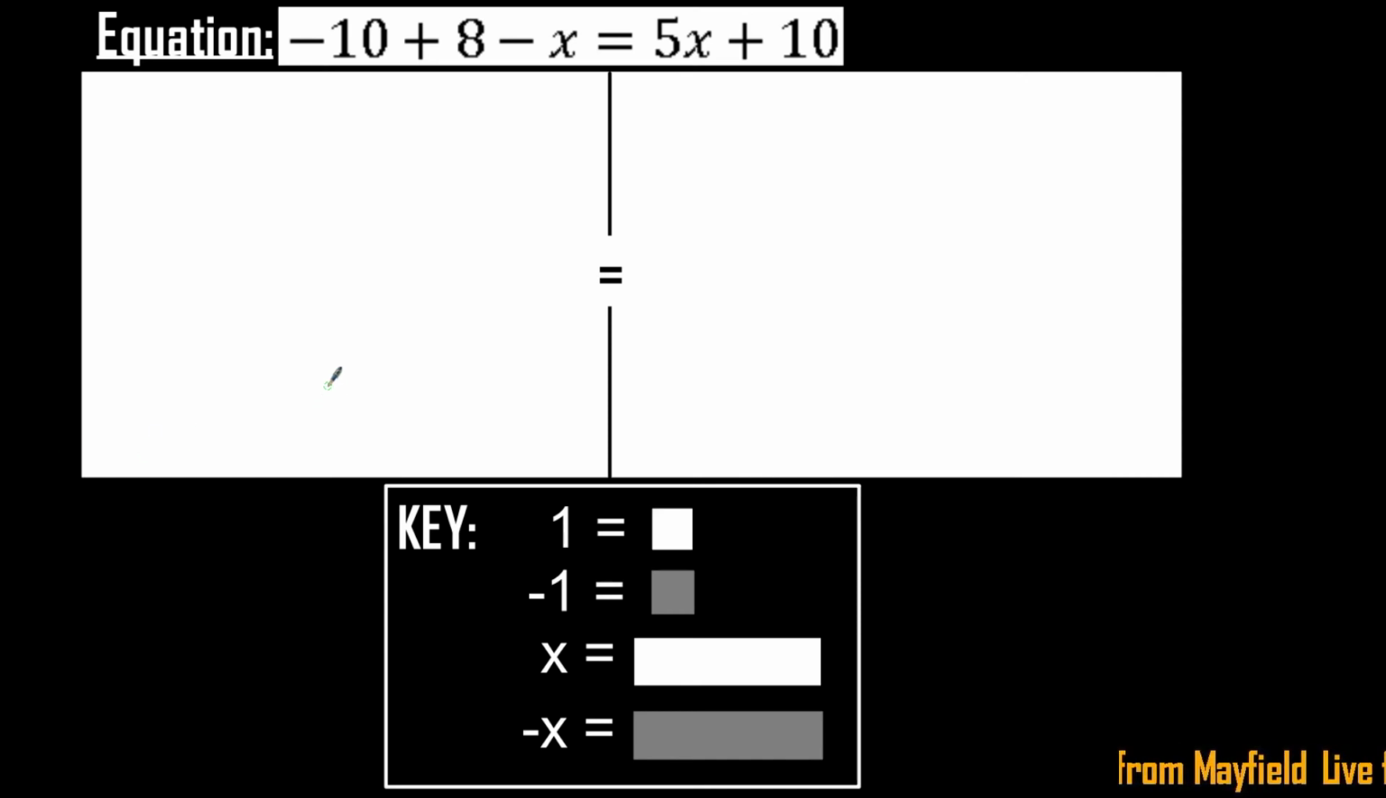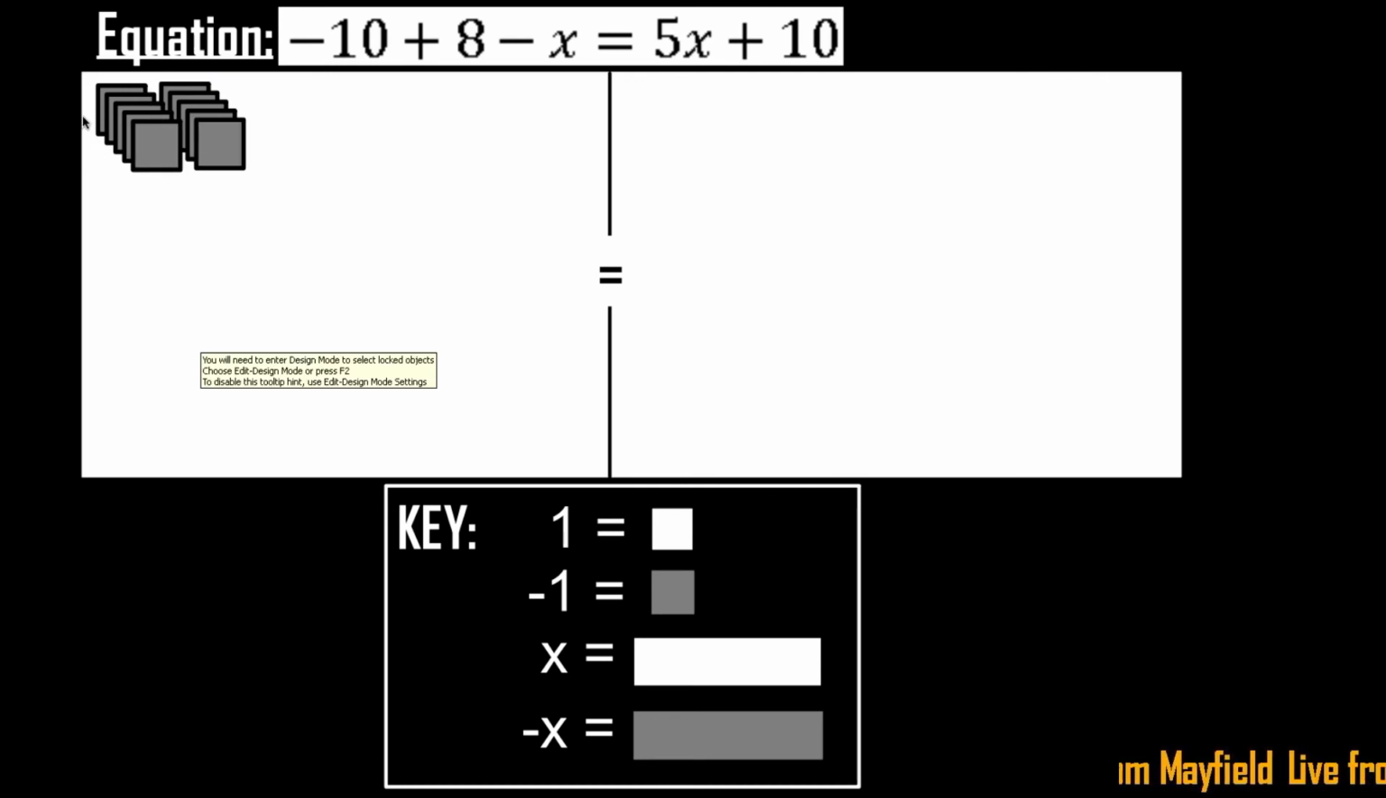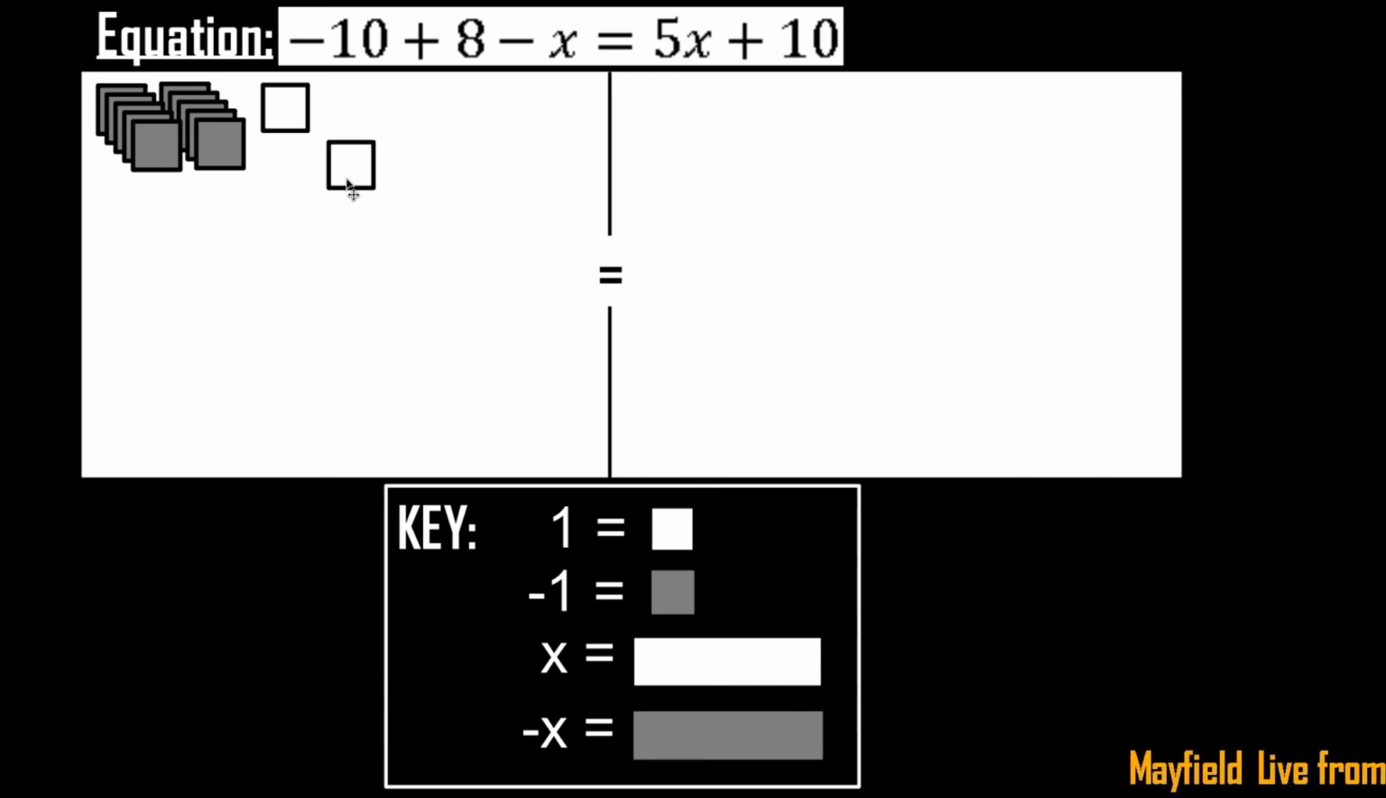I'm going to actually go back and do this one too. So if you wanted to check your work, you certainly can. Very simply, I can show the model, so that's what I'm going to do first. So let's do negative 10. One more. Alright, so I have 10 negatives, and I have 8 positives.